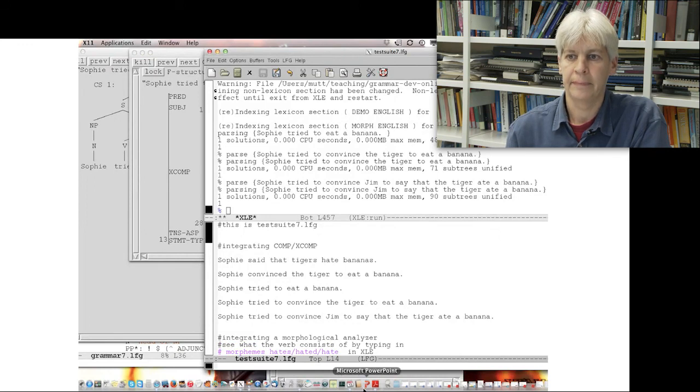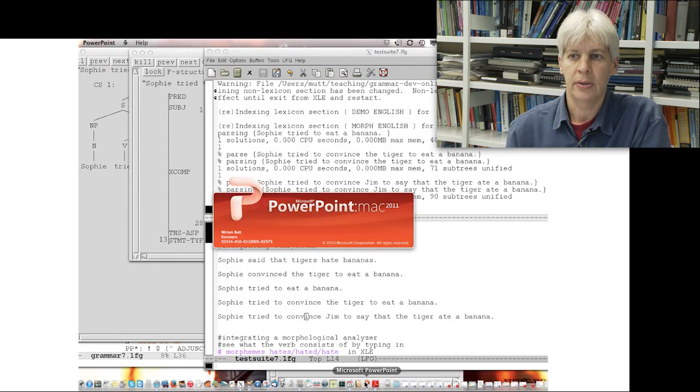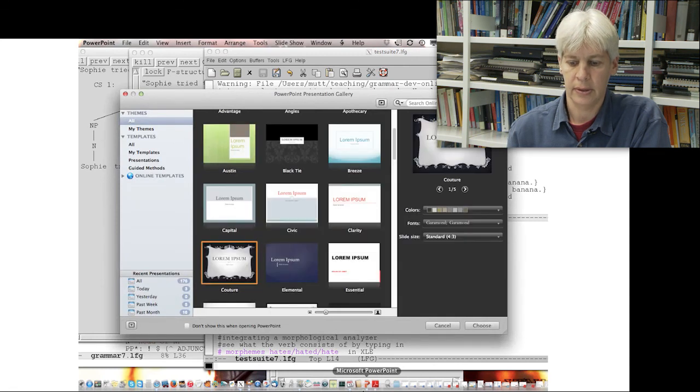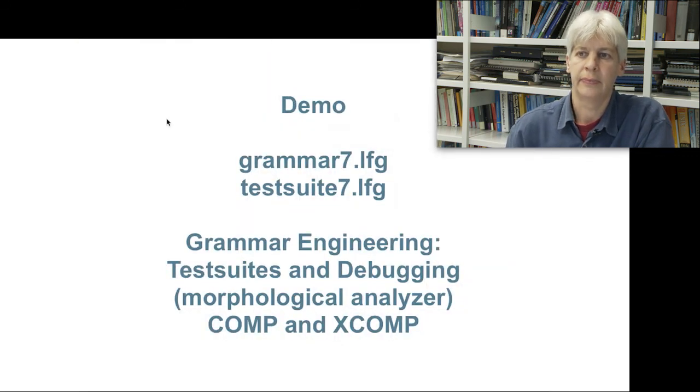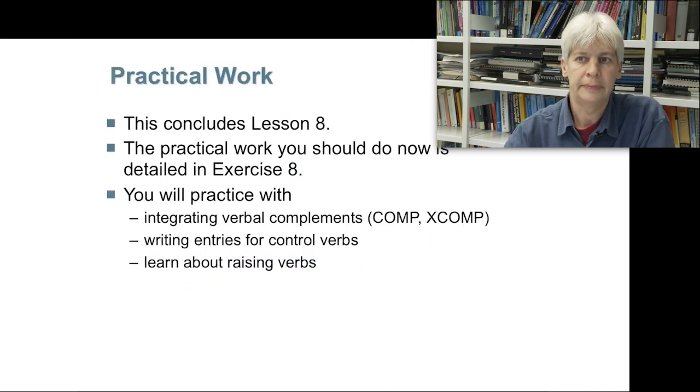Okay. So this concludes, no, this is the wrong thing. We're not doing PowerPoint. So this concludes the demo part, the test suites and debugging and figuring out how to put in COMP and XCOMP. So Grammar 7 will be available to you, as will be Test Suite 7. The practical work you should do is in exercise 8, where you will work some more with integrating verbal complements, write more entries for control verbs, and learn about raising verbs as well. And so that is it for today.